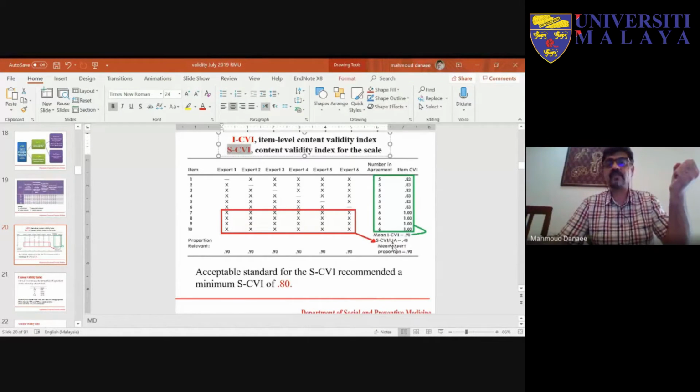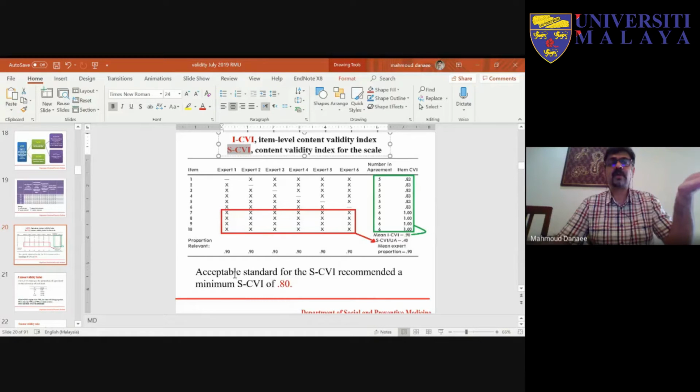There is another measure which is called UA, or universal agreement. The universal agreement means how many items receive 100% agreement from all experts. As you can see here, 4 items out of 10 items have received full agreement. That's why 4 out of 10 means 40%, 0.4. And this is called universal agreement. But mainly in many articles, what you need to report is CVI and SCVI.